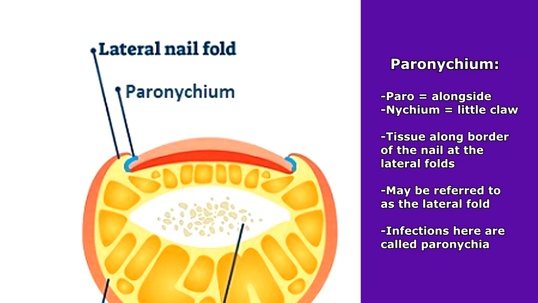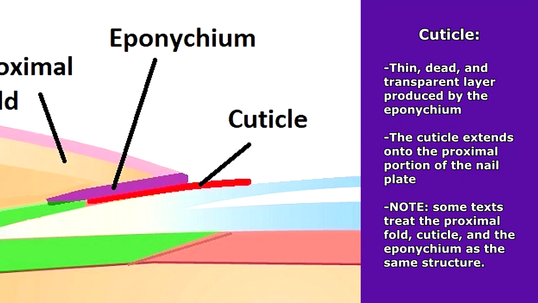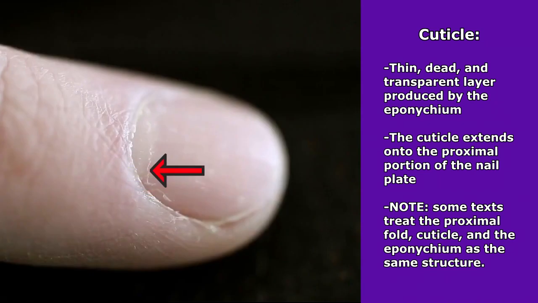And the prefix pero or para means alongside or beside, and nychium just again referring to the nail. Next, the eponychium is the thin layer of tissue on the ventral surface of the proximal fold that covers, seals, and protects the nail's matrix and root. Now the prefix epo or epi means over or upon, so this is over or upon the nail at its root. Now the cuticle is this thin, dead, transparent tissue produced by the eponychium, and it extends onto the base of the nail plate to help seal and protect it.